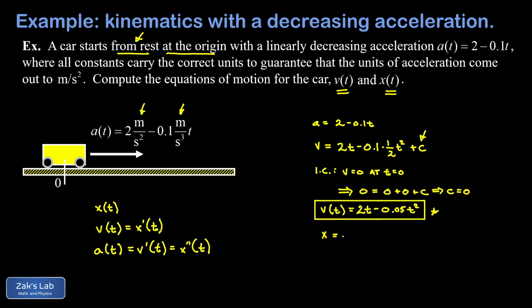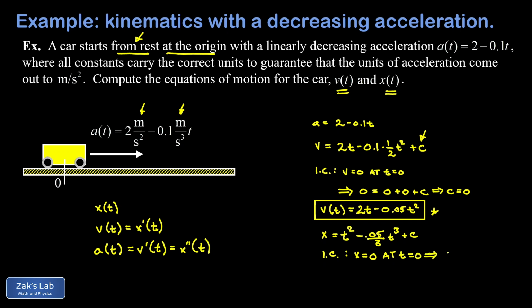So the antiderivative of 2t is just t squared. And then I apply the power rule again to this quadratic term, which gives me a 1/3 t cubed. So I have minus 0.05 over 3 t cubed. And then again, the flexibility of an additive constant that we'll call c. So now we apply initial conditions again. We're told this car started at the origin. So the initial position is 0, x equals 0 at t equals 0.